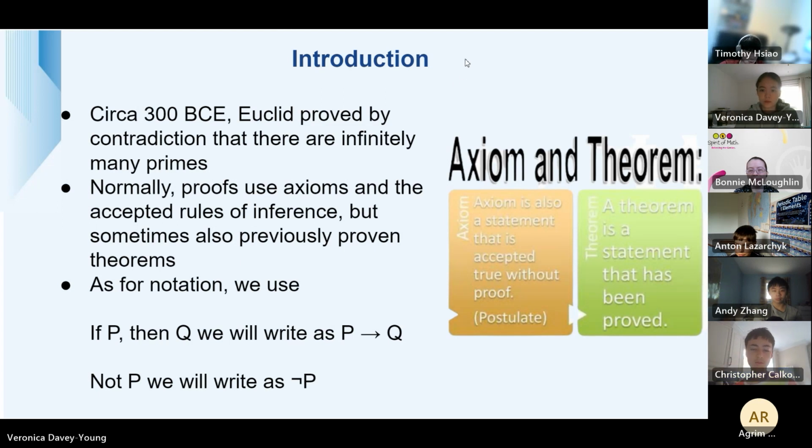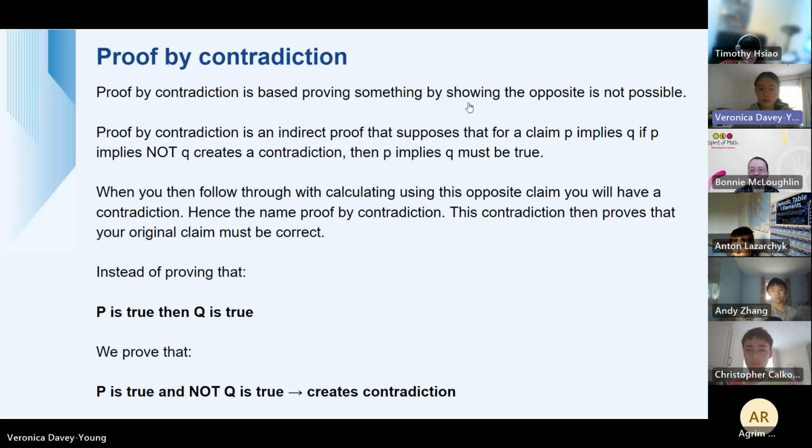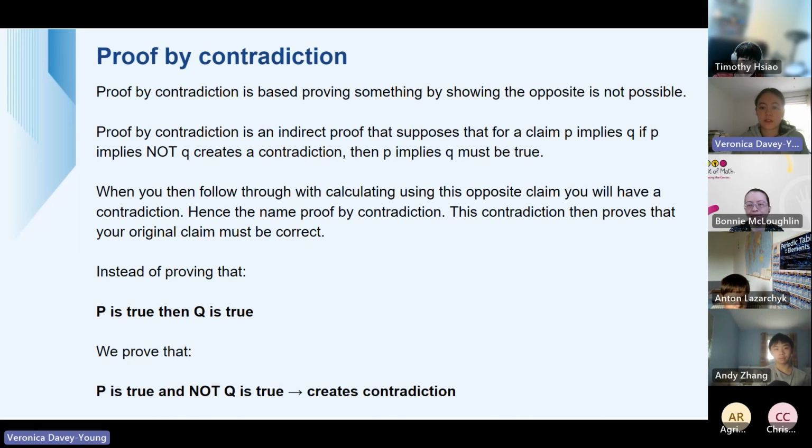Next slide. If P is true, then Q is true. And then not Q, given P, leads to a contradiction. So the opposite of Q does not follow from P. So proof by contradiction is based on proving something by showing the opposite is not possible. Proof by contradiction is an indirect proof that supposes that for a claim P implies Q, if P implies not Q creates a contradiction, then P implies Q must be true.